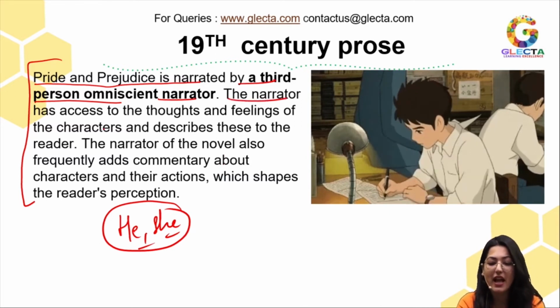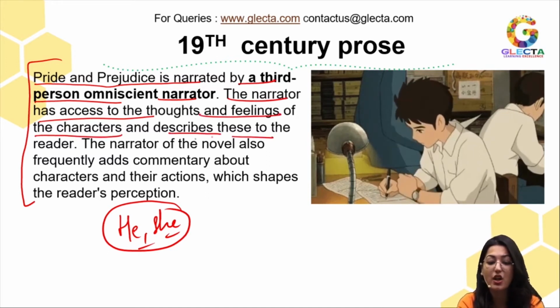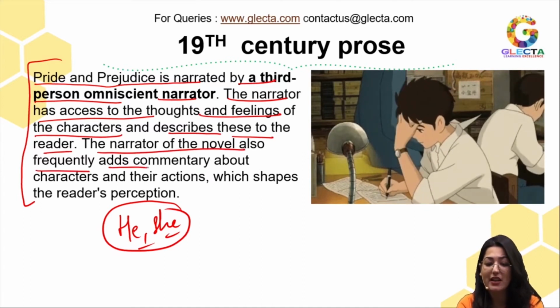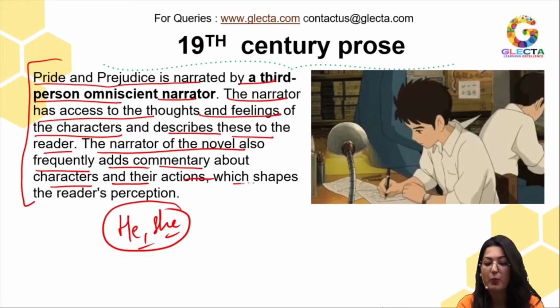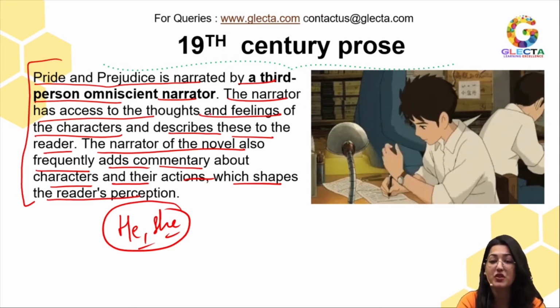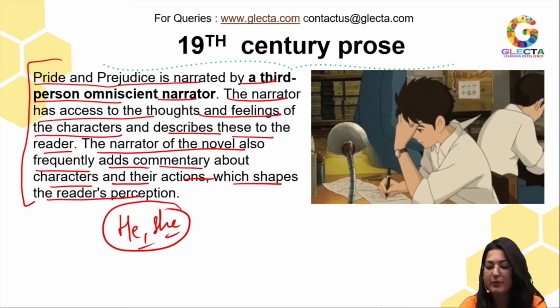The narrator has access to the thoughts and feelings of the characters and describes these to the readers. The narrator of the novel also frequently adds commentary about the characters and their actions, which shapes the reader's perception. Now you can see that it shapes the readers' perceptions of the characters of the novel, right?